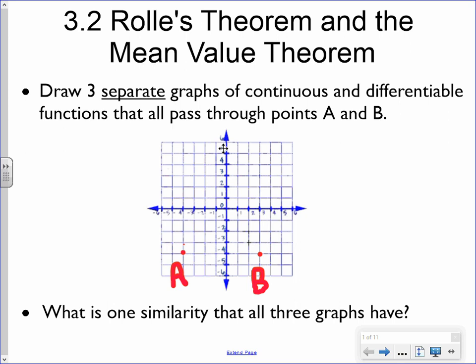All of those graphs, what is one thing they all have in common? Well, that is a point. They're continuous and differentiable. They go through A and B. What else? We are in calculus class. Maybe you can consider some calculus.